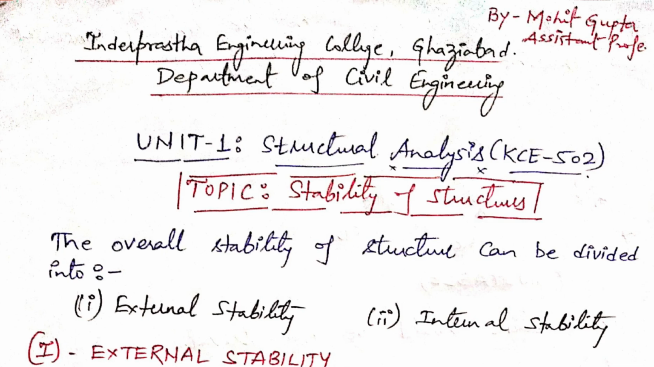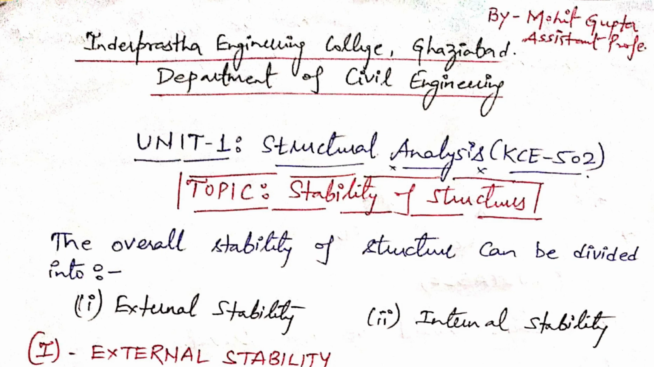Dear students, in this video we will discuss our topic, stability of structures, of Unit 1 structural analysis. Structural stability is the major concern of the structural designer, and to ensure stability a structure must have enough support reactions along with the proper arrangement of members. The overall stability of a structure can be divided into external stability and internal stability.